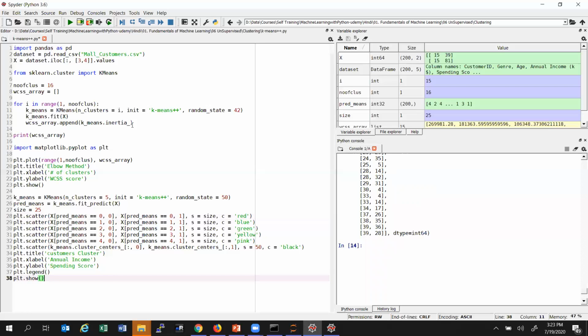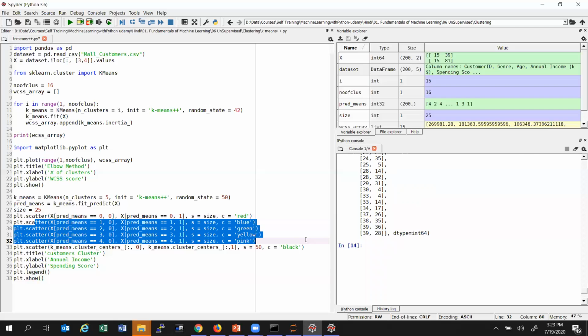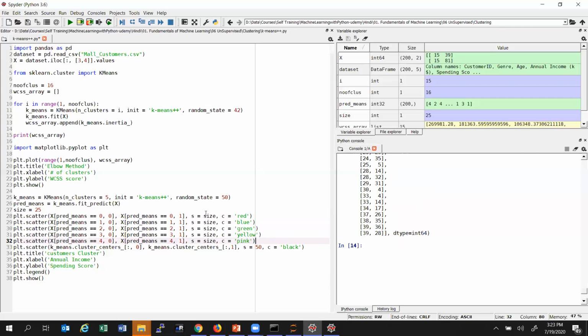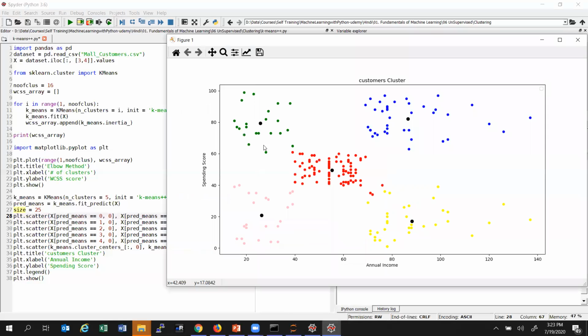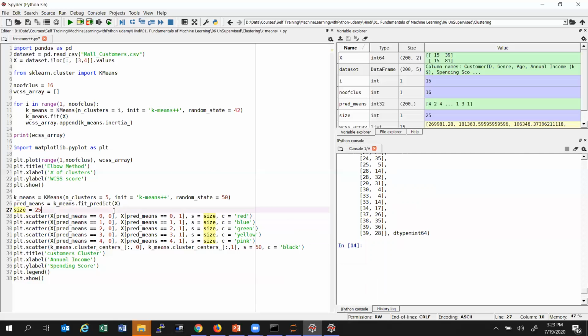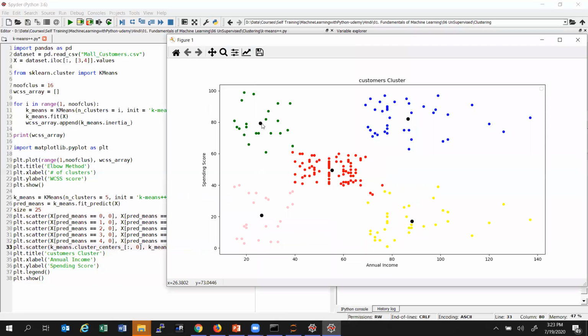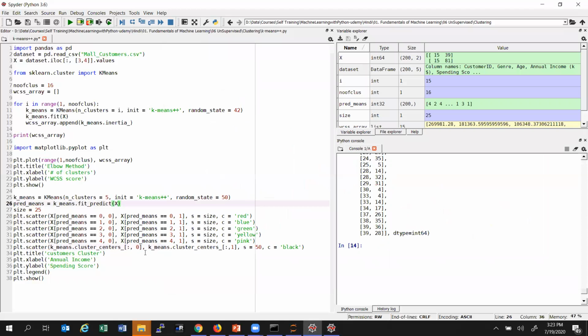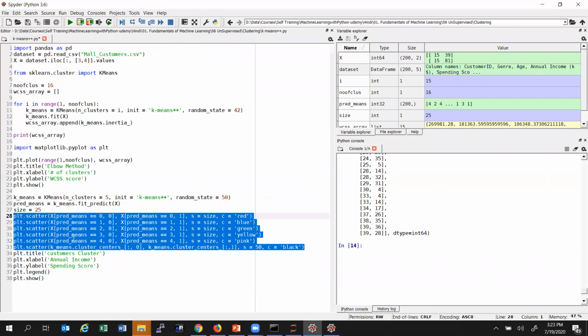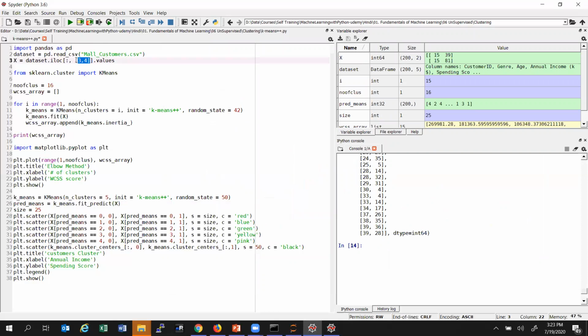Any question on k-means plus plus or this code? If you have tried scatter plot, you will understand this. The size here is just telling you the size of this dot. And when you are printing this centroid, I am saying black, size 50. So here I have selected the size of the center a little bit bigger. So this is how you print, and I chose only two columns.